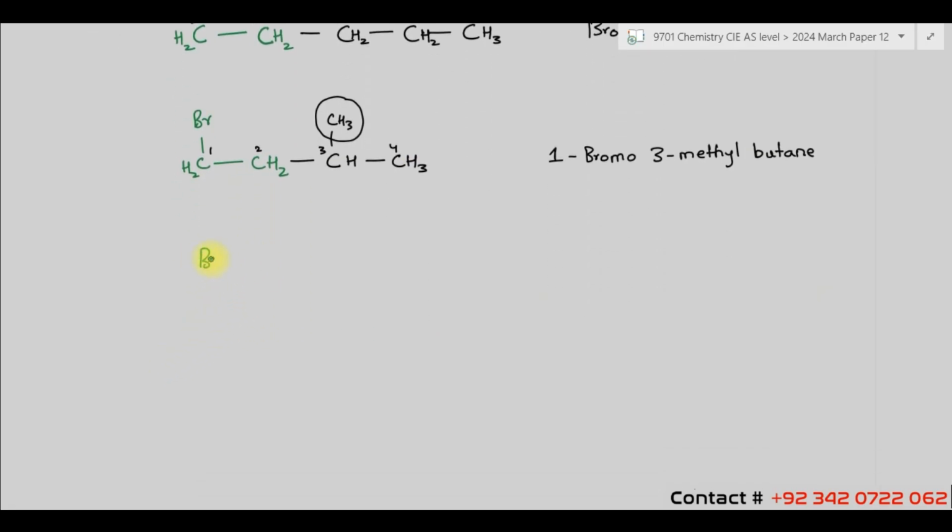Next one, again bromine with CH2 and carbon. Let's take this substituent from this carbon to this carbon. Still this bromine is attached to one carbon, which is directly attached to one carbon. So the name will be 1 bromo 2 methyl butane.